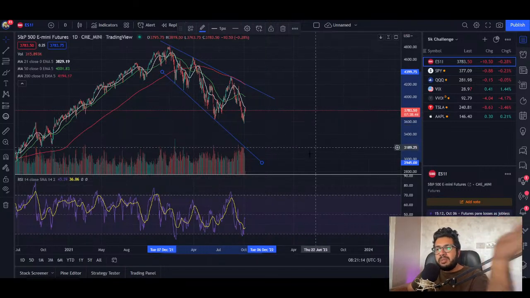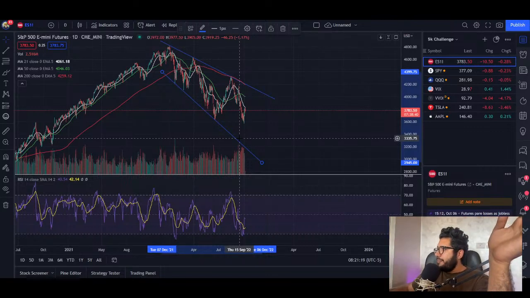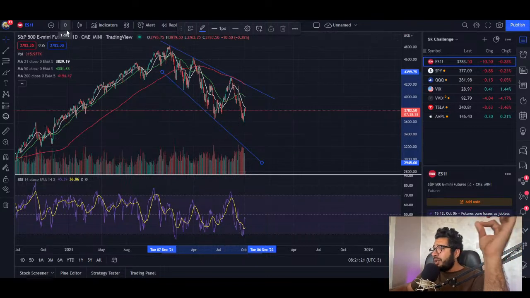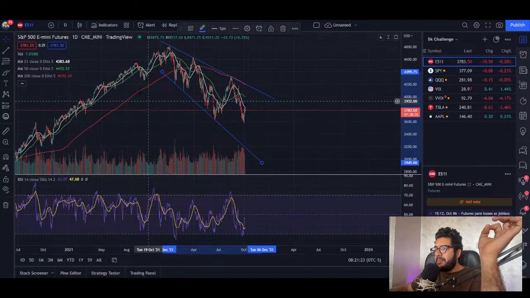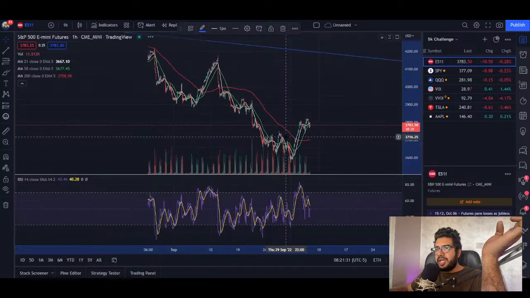But for now, using these simple things, we can guess the range where the stock will be trading at, okay? So now that we know that, let's go into another time frame. Some people like to do 4 hours, 2 hours, or 1 hour. For now, let's just do the 1 hour. There is no need to get overly complicated.